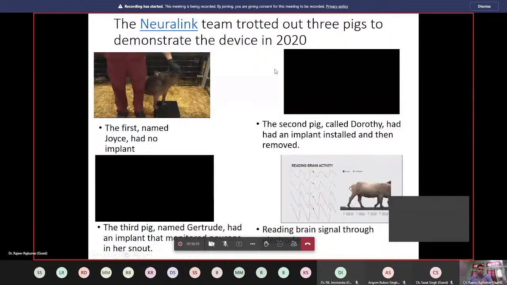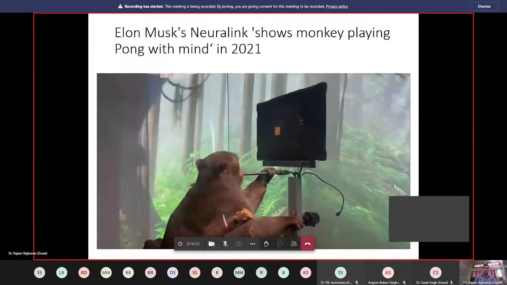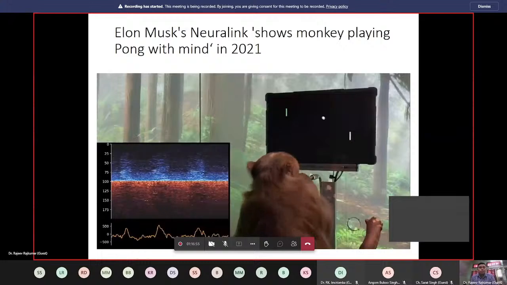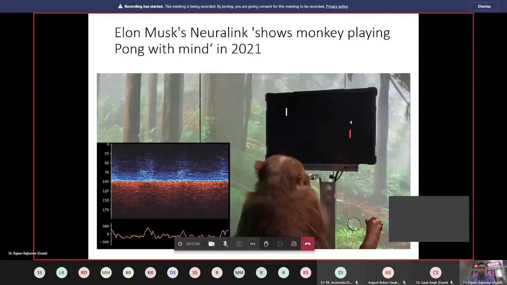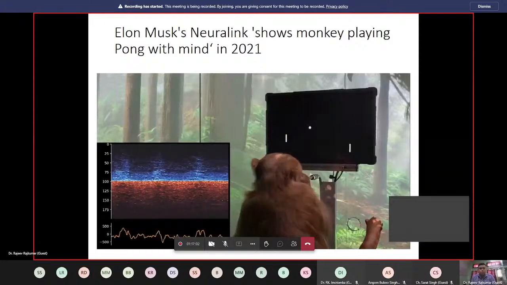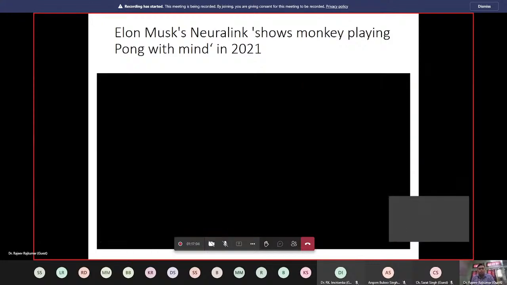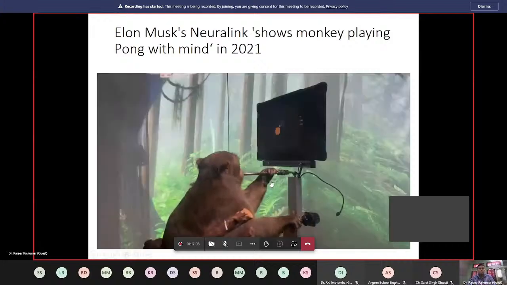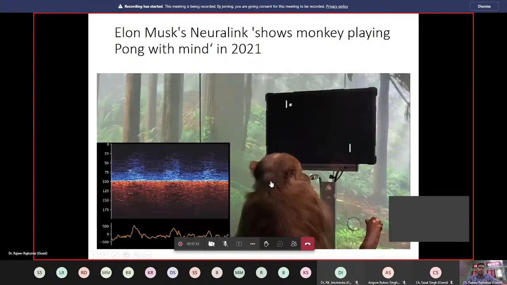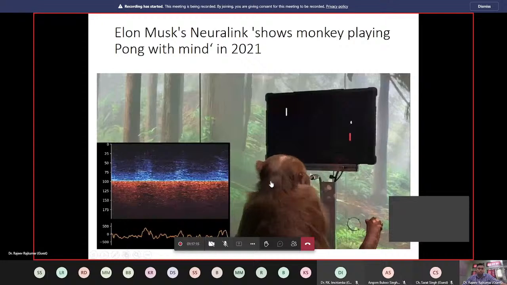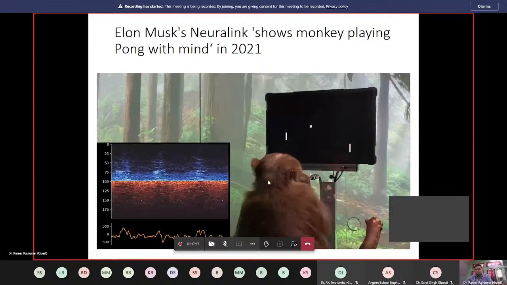The next year, Elon Musk did some research with a monkey playing Pong. I think you have known the game called Pong, ping pong, we can say. So recently they have done this kind of testing, or you can say research, on the monkey itself. They have done it very successfully in the monkey.